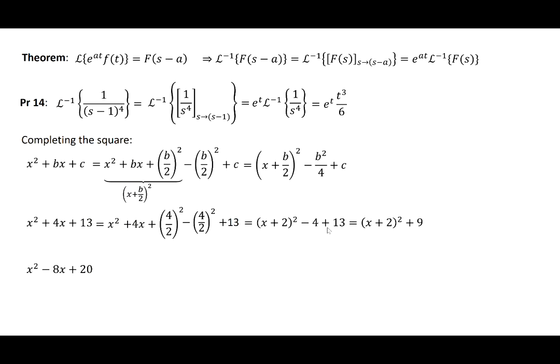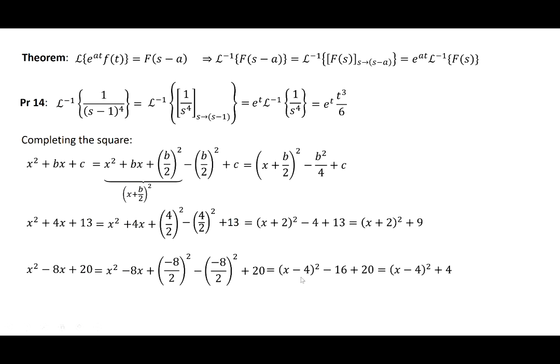What do we do if we have x squared minus 8x plus 20? What is b now? Negative 8, right? Cool. We'll add (negative 8 over 2) the quantity squared and subtract (negative 8 over 2) the quantity squared. And now the first 3 terms become (x plus negative 8 over 2), or (x minus 4), the quantity squared. Of course, because we are squaring negative 4, we just get positive 16 for that stuff, but we are subtracting that. So minus 16 plus 20. That's it.